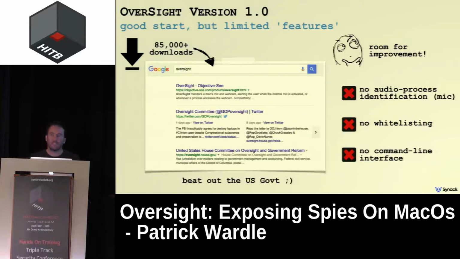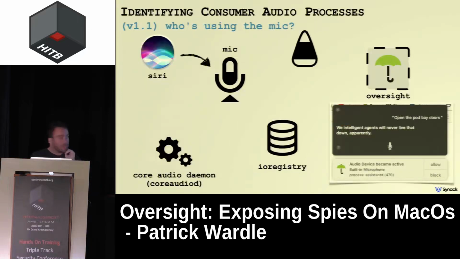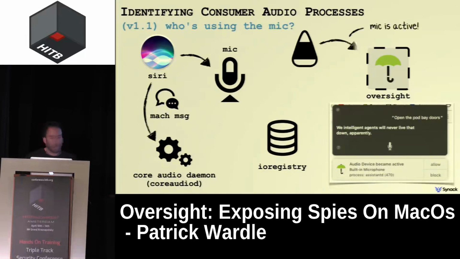So the first thing was, the initial version of Oversight, while it could identify what application was using the webcam, couldn't identify what application was using the mic. It just said, someone's using the mic. It also had no whitelisting. So say you use Facebook or Skype a lot, it would alert you every time you used one of those applications, which got a little annoying. Then it also didn't have a command line interface. So today I'm releasing version 1.1, which has a slew of new features.